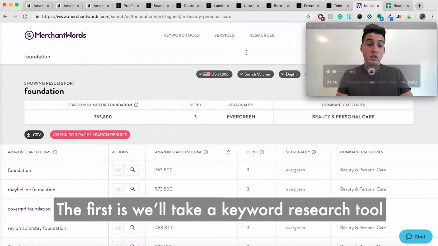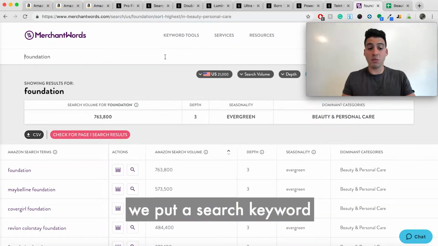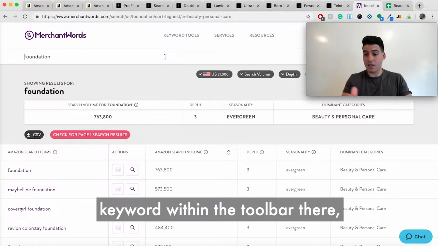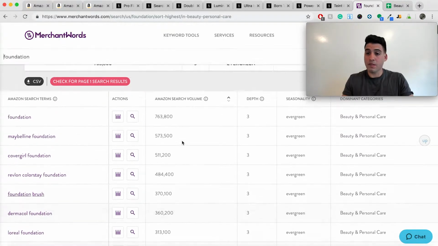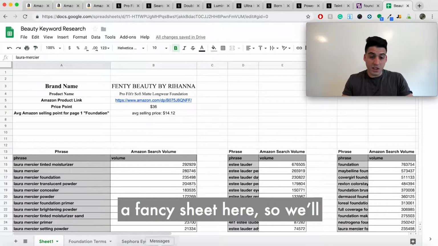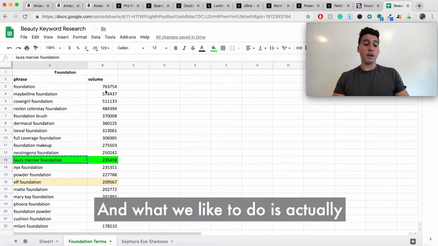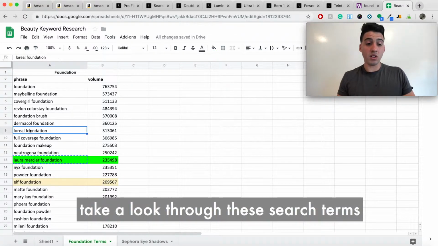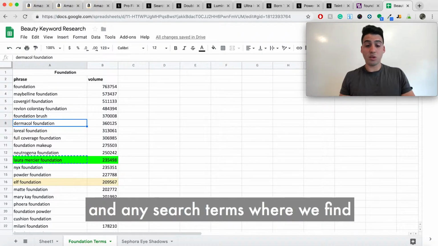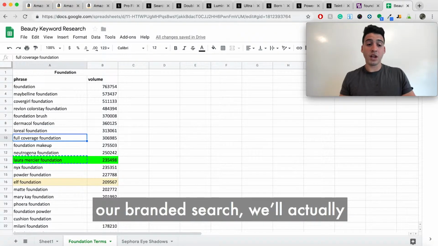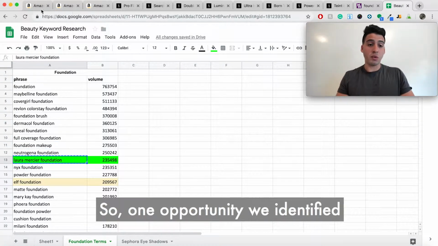So we do this in a couple of different ways. The first is we'll take a keyword research tool such as Merchant Words. We put a search keyword within the toolbar there, and we'll get all these page 1 results, right? Then we're going to move it into a fancy sheet here. So we'll take our foundation terms. And what we like to do is actually take a look through these search terms and start making our way down. And any search term where we find a branded search, we'll actually go ahead and do that search on Amazon.